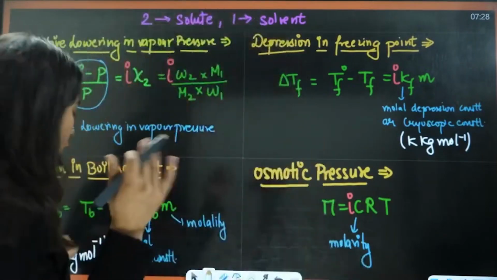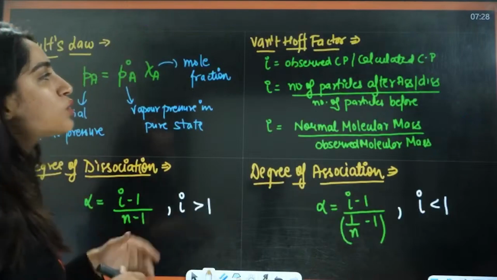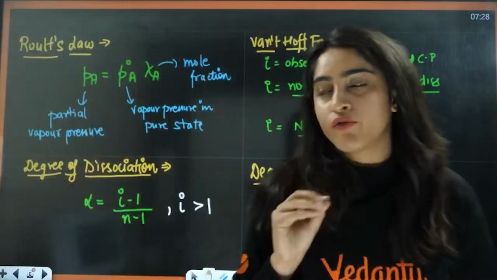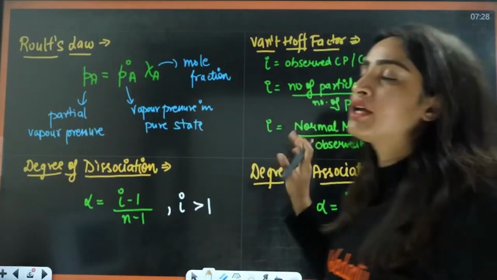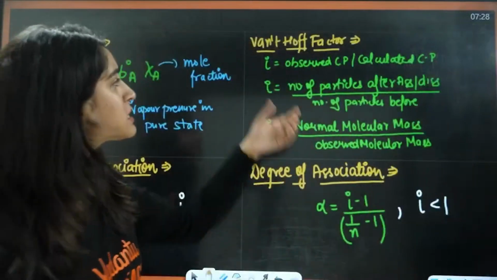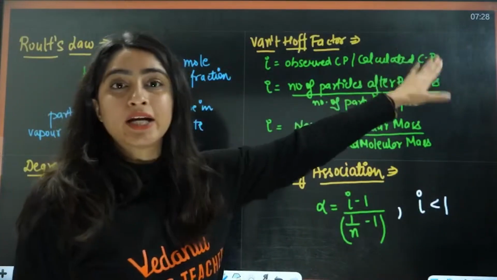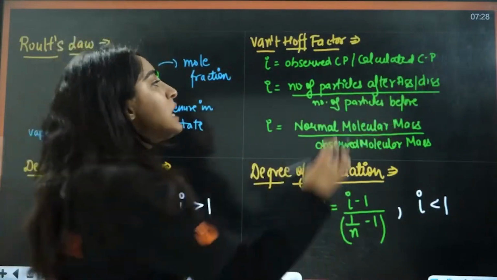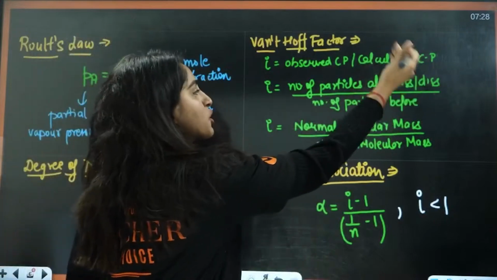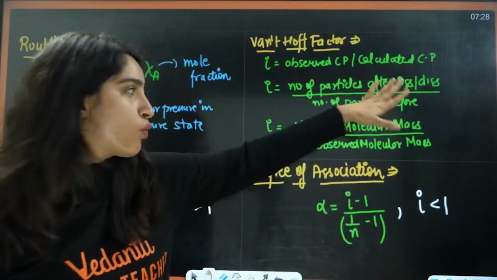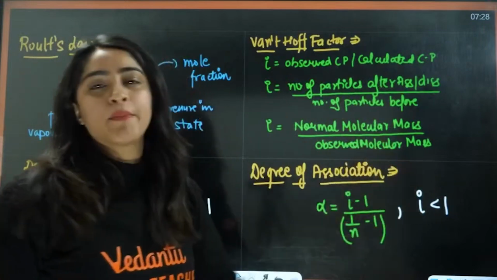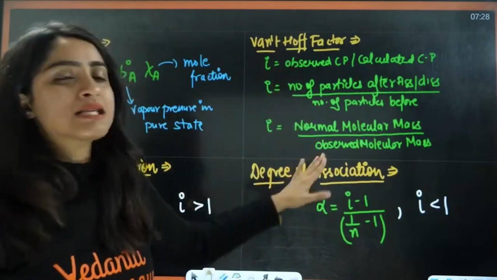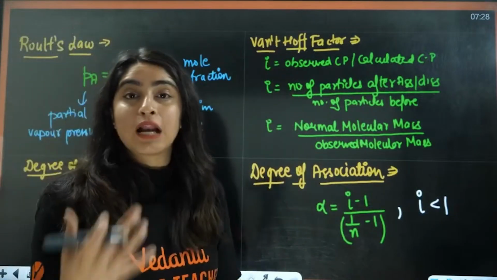Now, ma'am, how to calculate the van't Hoff factor? So there are a few formulas to calculate the van't Hoff factor. Now, this is the definition of the van't Hoff factor: observed colligative property divided by calculated colligative property. Number of particles after association or dissociation by number of particles before. Normal molecular mass by abnormal molecular mass. Right? These are the definitions. Now, how do we calculate that?